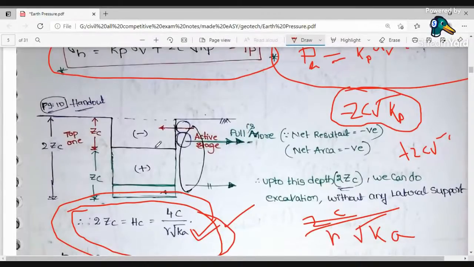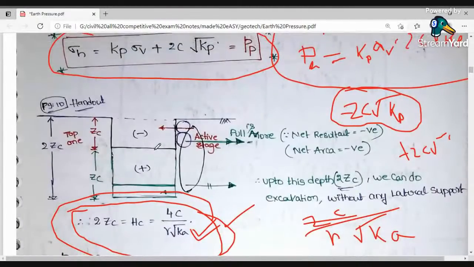Tension crack is the point where the effective stress is 0, or where sigma H is 0. The unsupported excavation depth is 4C, twice that tension crack value. That is 4C over gamma root Ka, and it is basically the depth up to which the soil is stable. That means when the soil first overcomes minus 2C root Kp, after that the positive amount of plus 2C root Kp.